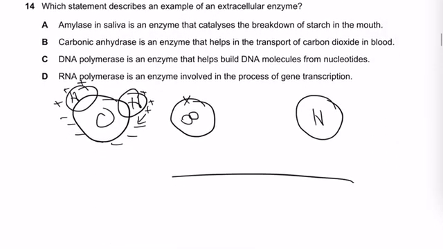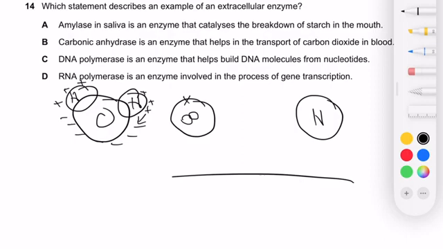For which statement describes an example of an extracellular enzyme: amylase. An extracellular enzyme is an enzyme that is produced inside the cell, but is going to be used outside the cell. So amylase in saliva is an enzyme that catalyzes the breakdown of starch in the mouth. That is true. Amylase is produced in the cells of your salivary glands, and then secreted into the mouth cavity, and therefore it's an extracellular enzyme. So we can go ahead and check that. Let's look at the next enzymes.